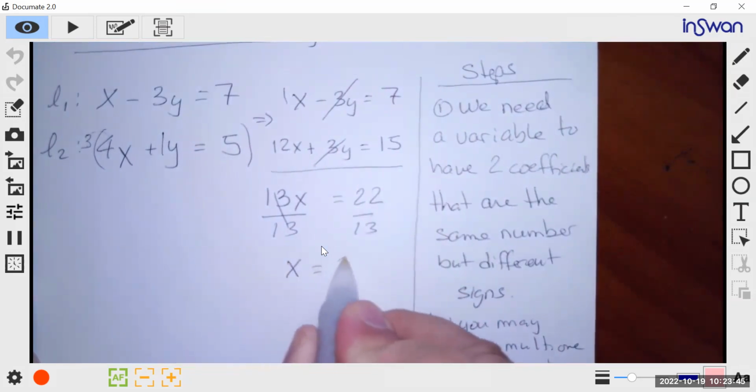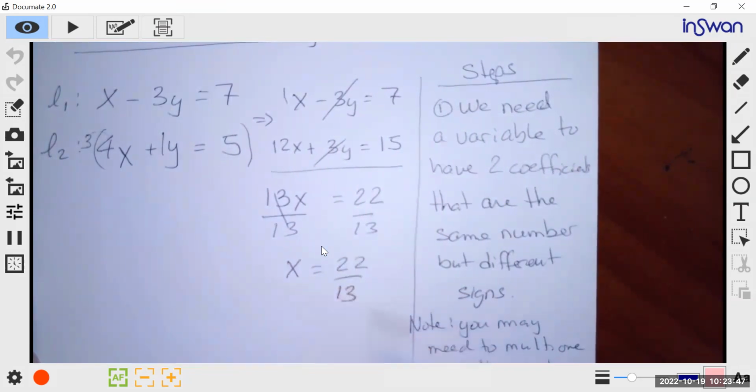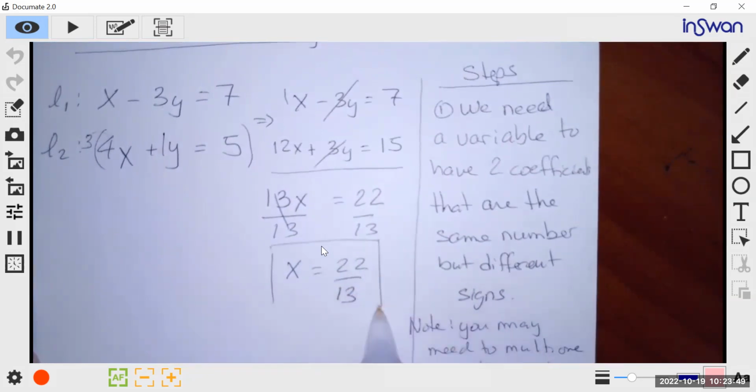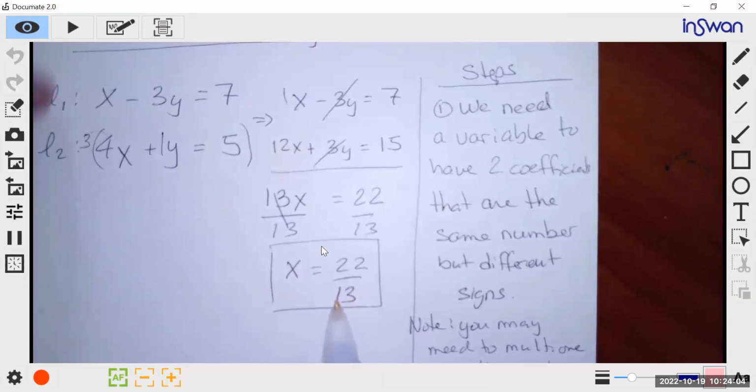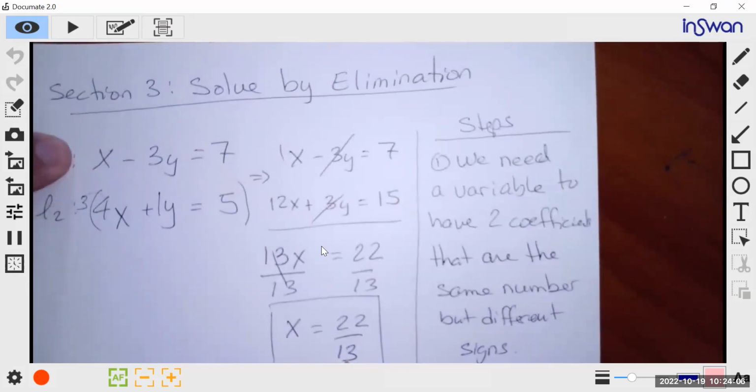X equals 22 over 13. So there's my x component. So far, so good? Because now, since you know what x is now, you can choose either of the two equations that you started off with, plug x in there and solve for y.